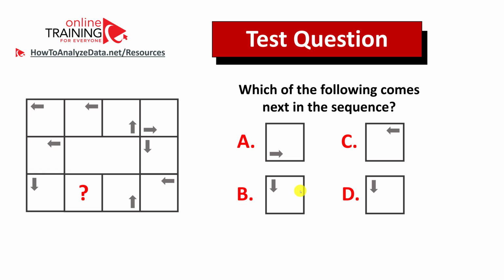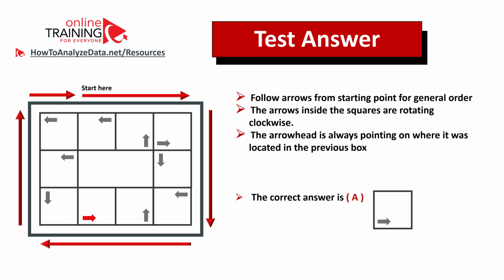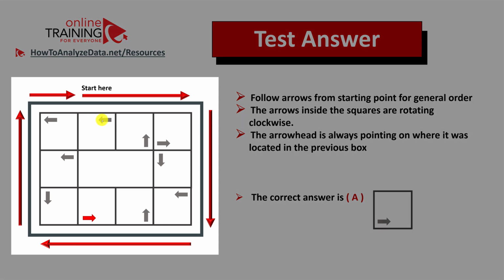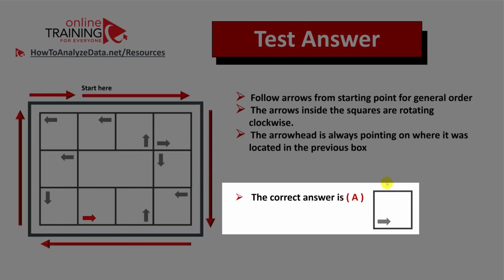Did you figure out the answer? Let's continue to see how we can get to the correct solution together. There are a couple tricky parts about this question. Number 1 is the general flow of squares, and then there is a sequence of arrows inside the squares. For example, we're starting the flow right here, not in the corner. It's kind of in the middle of the upper row, and then you need to follow the red arrows for the general order. The arrows inside the squares rotate clockwise, and what you can see is the arrowhead for that smaller arrow always points to where it was located in the previous box. So the correct answer here is choice A.